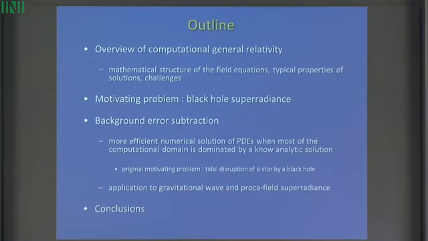So as we heard today, one of the big problems is the large range of spatio-temporal scales that typically develop. Here, if your solution happens to be dominated by a known exact solution, then you can subtract off the truncation error in a way which allows you to very efficiently resolve the problem. I'll describe that. If I have time, I might also describe the original motivation that Will Easton had for developing this, and that's the tidal disruption of a star by a black hole. But then I'll describe the application to gravitational wave superradiance.